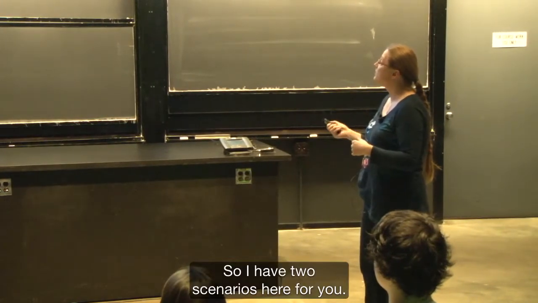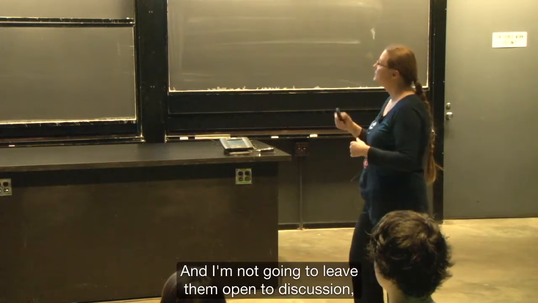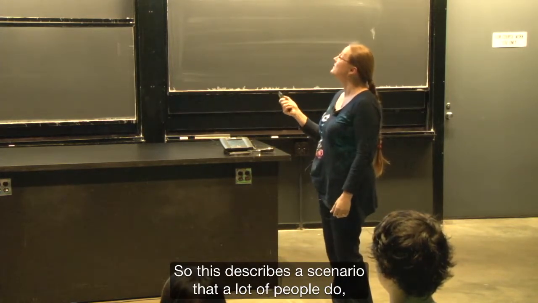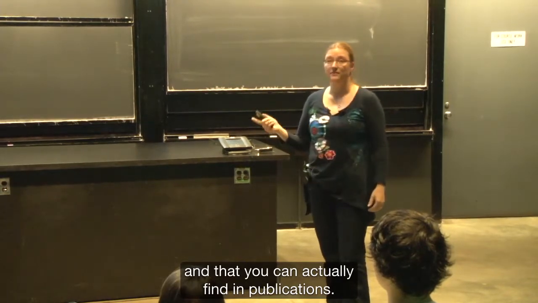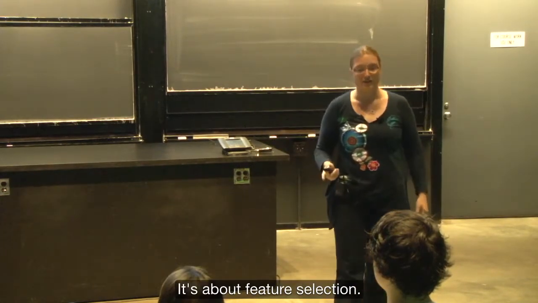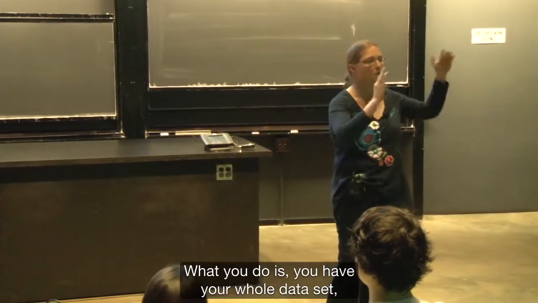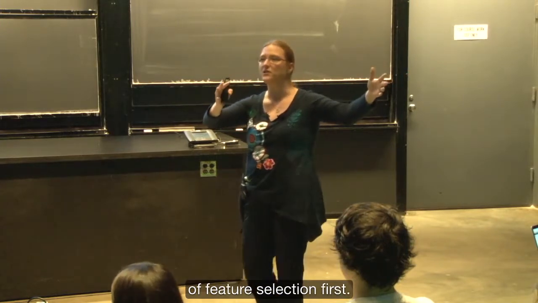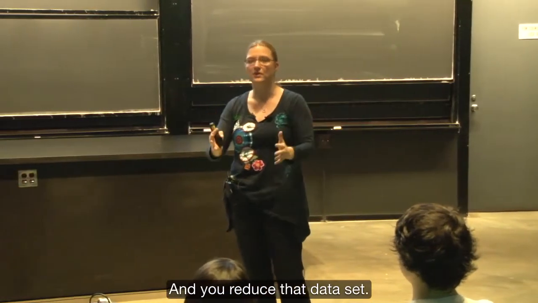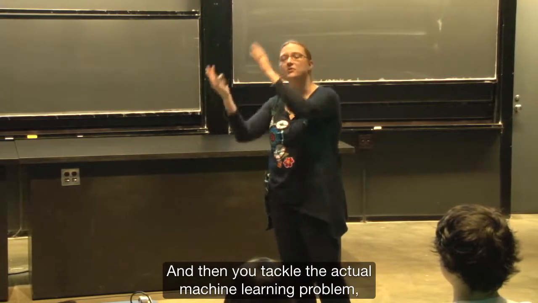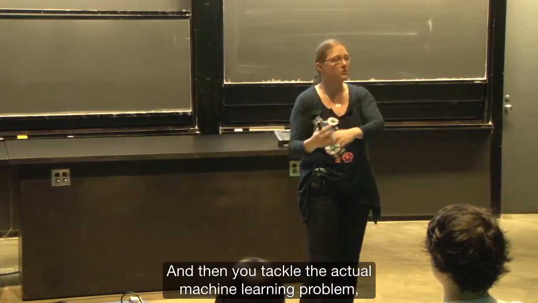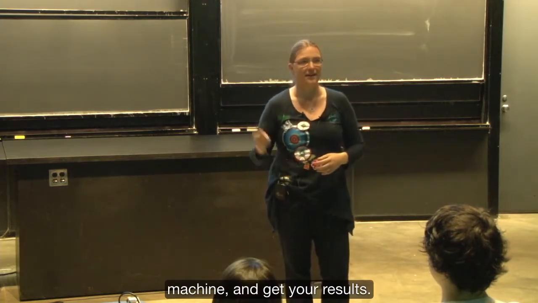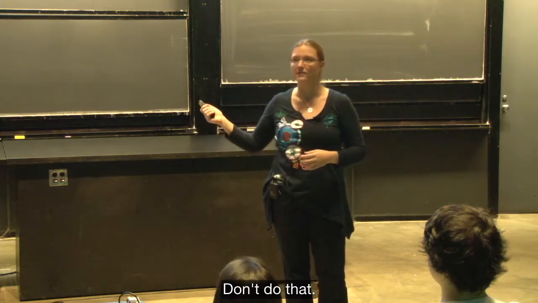So I have 2 scenarios here for you. And I'm not going to leave them open to discussion, but I'm going to tell you. So this describes a scenario that a lot of people do and that you can actually find in publications. It's about feature selection. And it's very tempting. What you do is you have your whole data set, and you do your favorite method of feature selection first, and you reduce that data set. And then you tackle the actual machine learning problem and start cross-validation to tune your support vector machine and get your results. That's wrong. Don't do that.